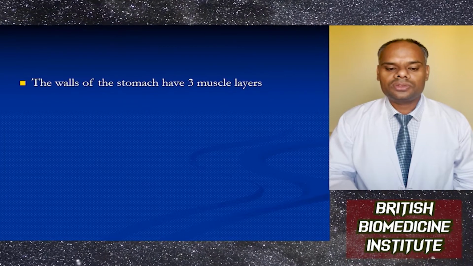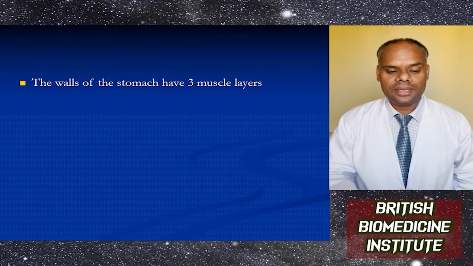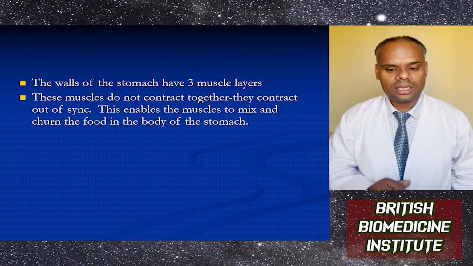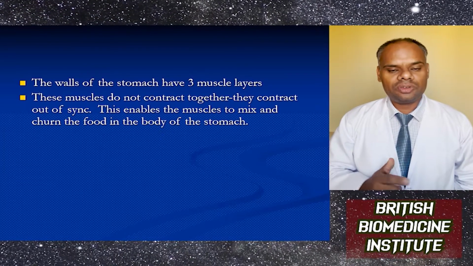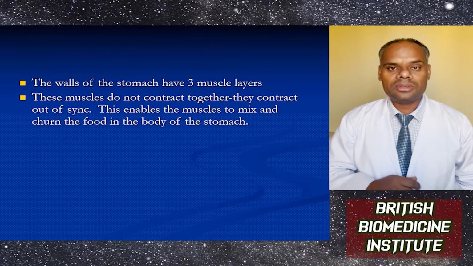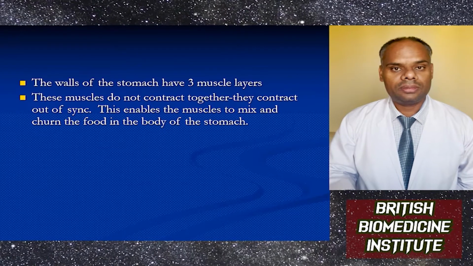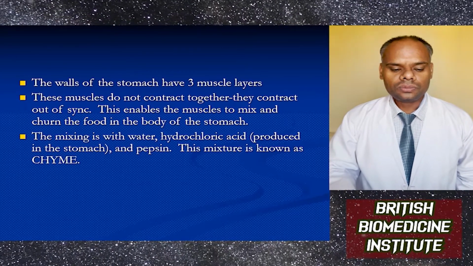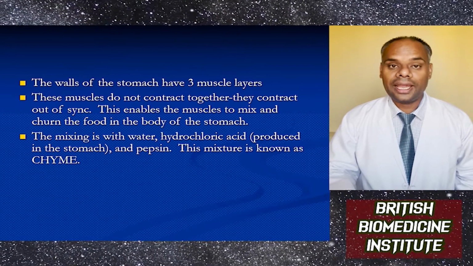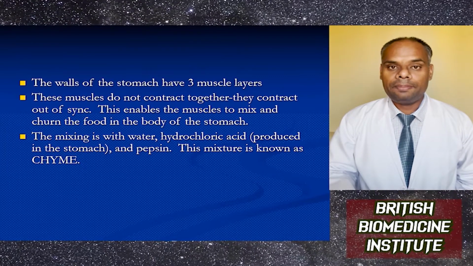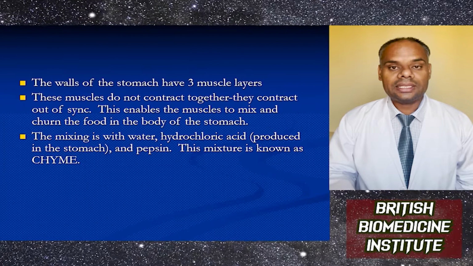The wall of the stomach has three muscle layers. These muscles do not contract together, they contract out of synchronization. This enables the muscles to mix and churn the food in the body of the stomach. The mixing is with water, hydrochloric acid which is produced by the stomach, and pepsin. The mixture is known as chyme.